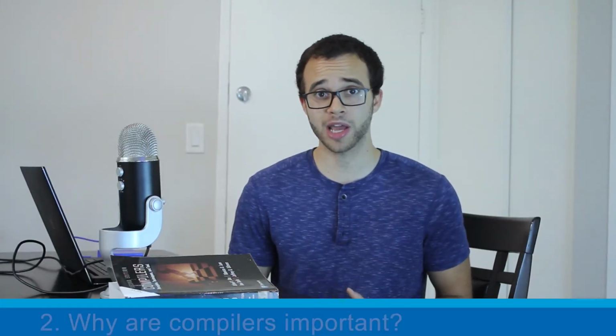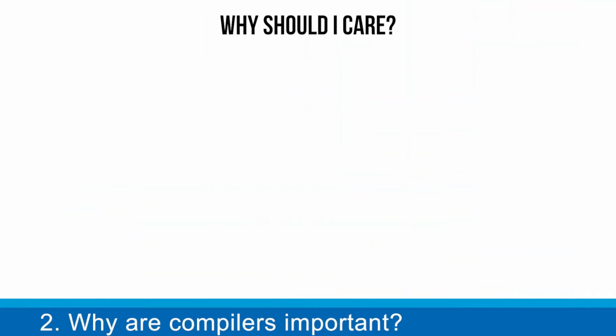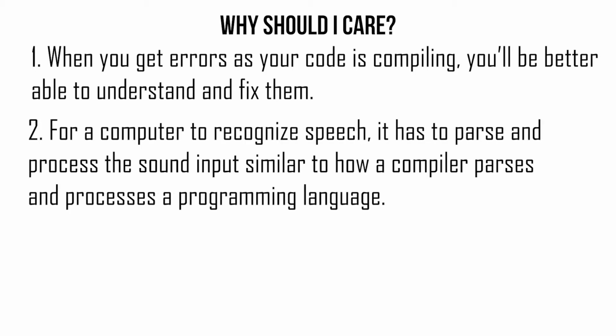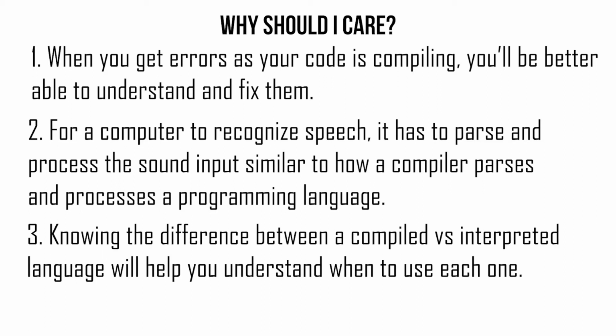So, how's this going to make you a better programmer and engineer? You need a compiler to make a computer execute your code. Knowing the ins and outs of this system will help you understand and fix errors more effectively. The way a compiler works also helps us understand how computers process speech. Knowing the difference between a compiled versus interpreted language will help you understand when to use each language.